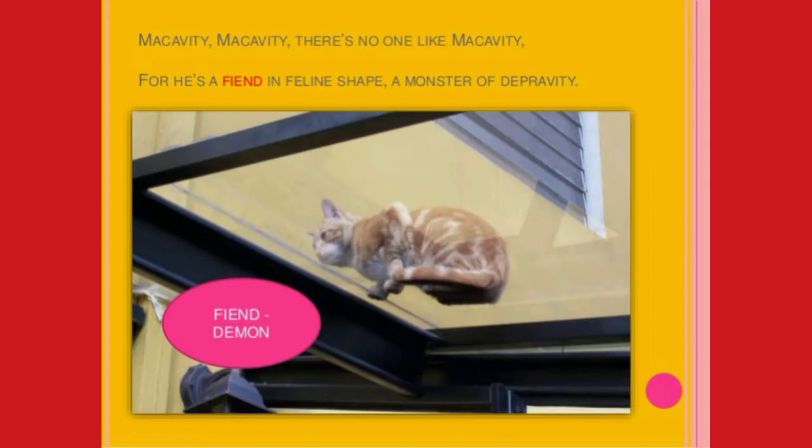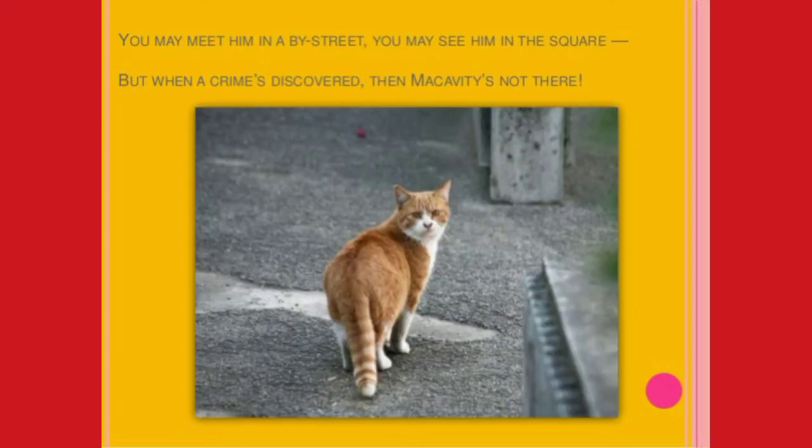Stanza 4. The poet calls Macavity very unique. In these lines, he is called a devil in the form of a cat. He is morally corrupt and the monster of corruption. One may find him in a by-street near the square, here or there, but on the crime scene, he is never there. No one can ever catch hold of Macavity.